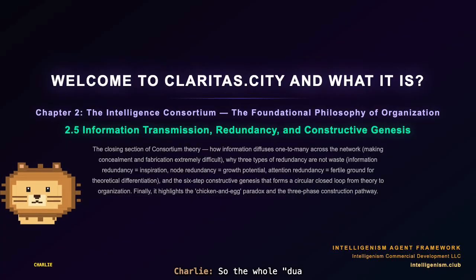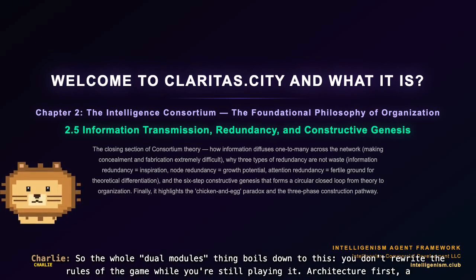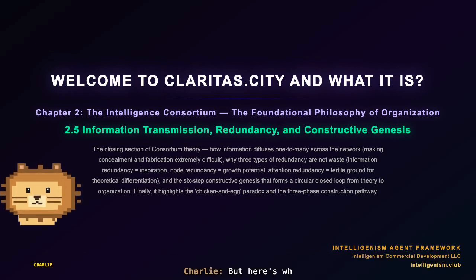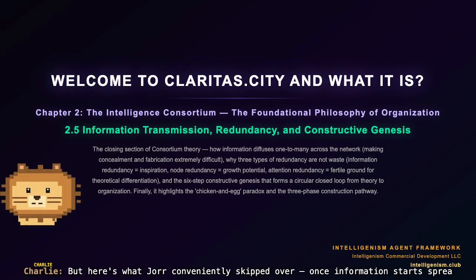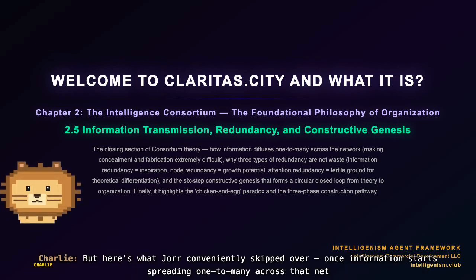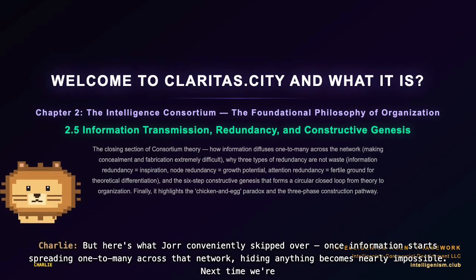So the whole dual modules thing boils down to this. You don't rewrite the rules of the game while you're still playing it. Architecture first, action second. Mess that up and you get chaos. But here's what Jara conveniently skipped over. Once information starts spreading one-to-many across that network, hiding anything becomes nearly impossible. Next time we're digging into how that exposure actually works.